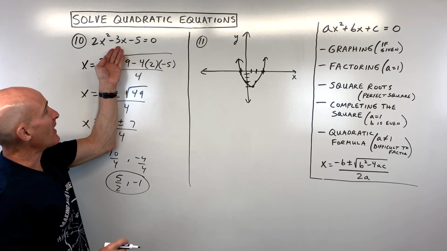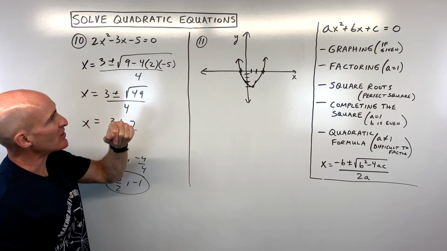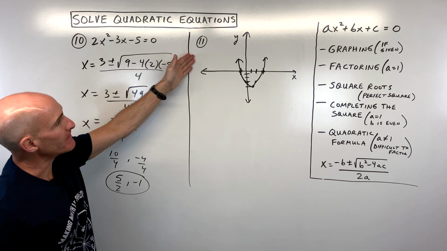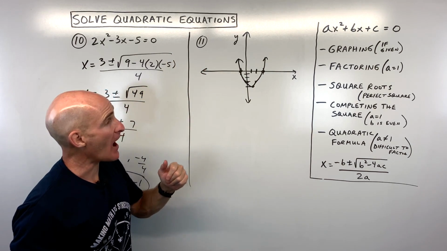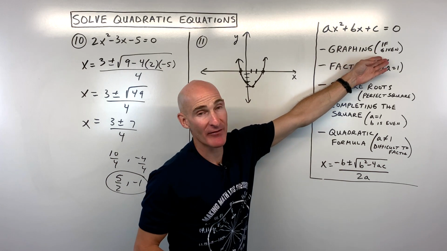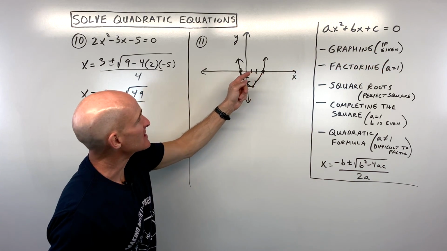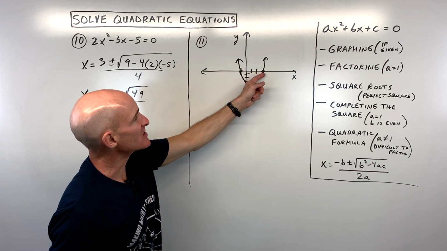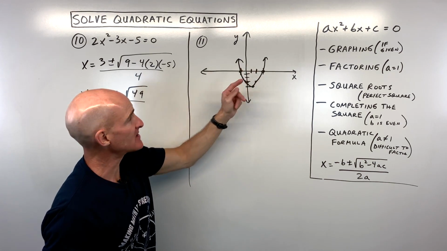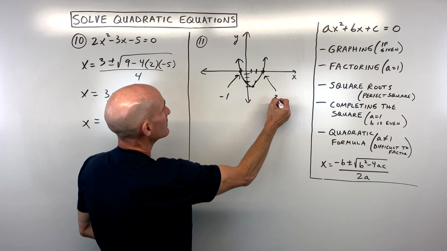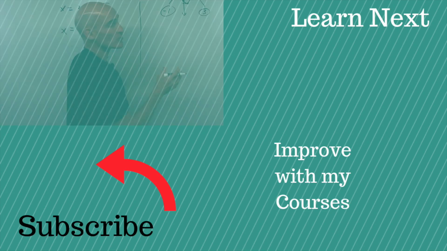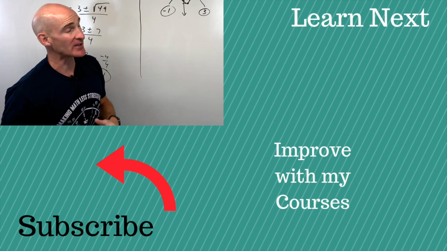This one you could actually factor, but it was a little bit more challenging to factor. Number 11, this one we're not even given an equation, but we are given a graph. So obviously we want to use the graphing method. And we can see that where is it equal to 0? That's where it crosses the x-axis, and that's going to be right here at negative 1 and positive 3. And so those would be the solutions, or your zeros, or your x-intercepts.